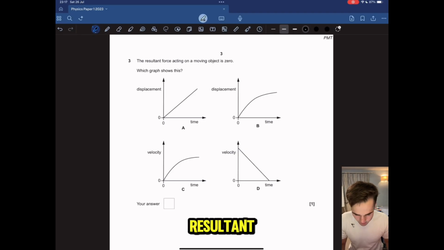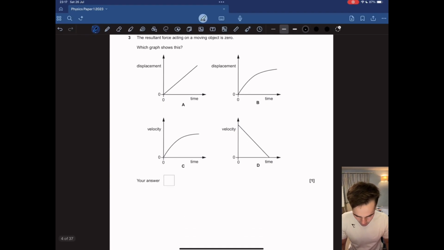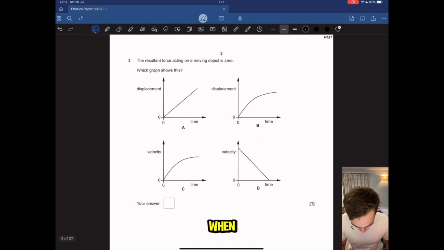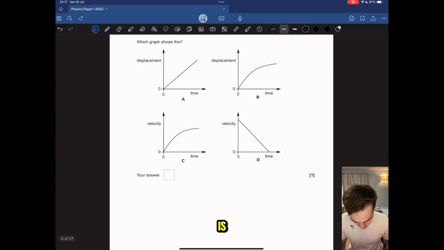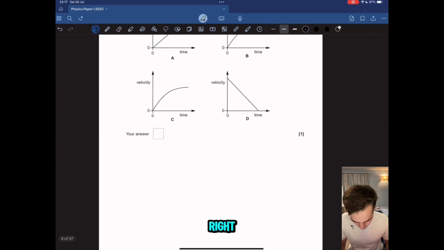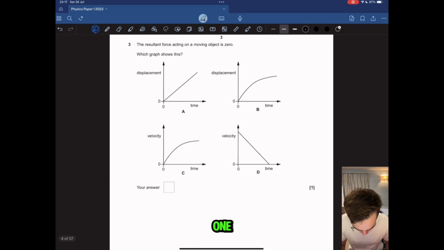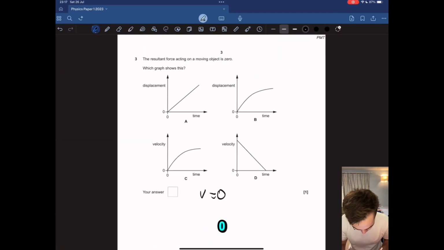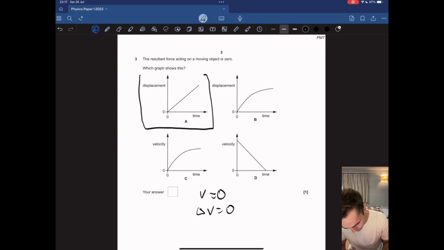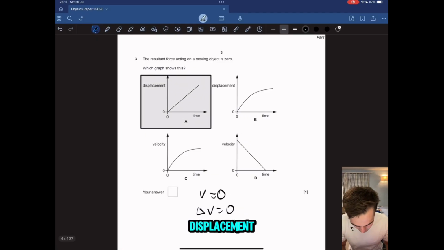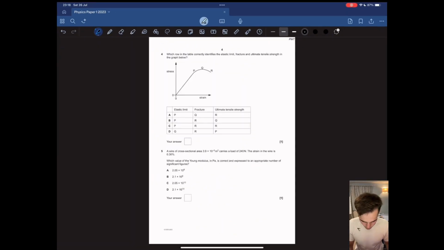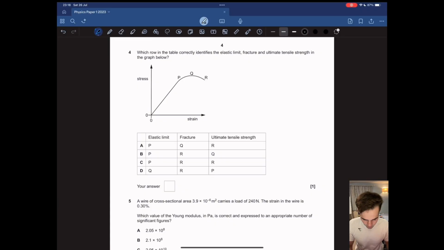Question 3. The resultant force acting on a moving object is 0. Which graph shows this? When the resultant force is 0, it means that there is no change in velocity, right? So the velocity is either 0 or it's not changing. So which one of these shows that the velocity either equals 0 or the change in velocity equals 0? So in A, the displacement is linear, which means it is constant velocity. So A.